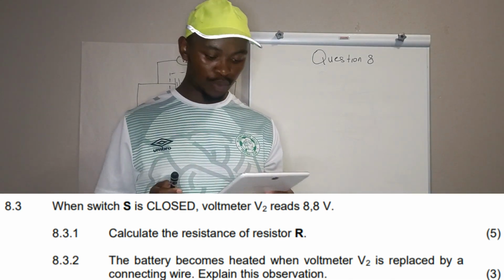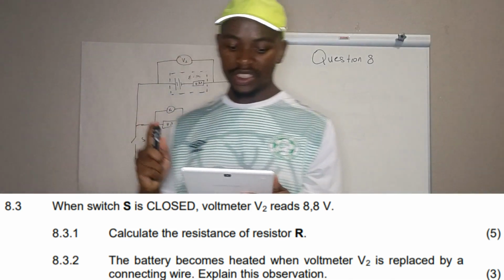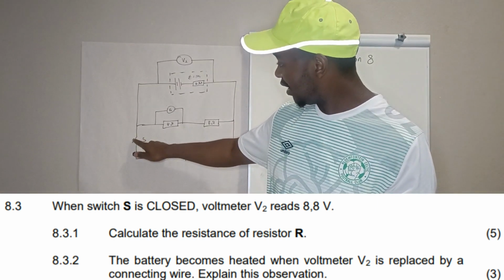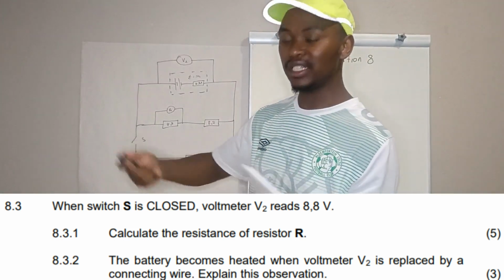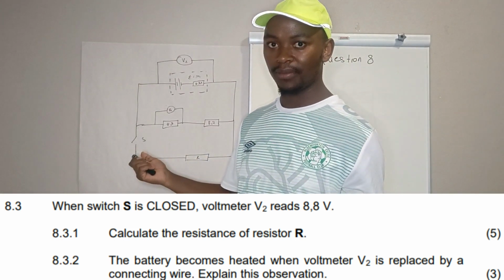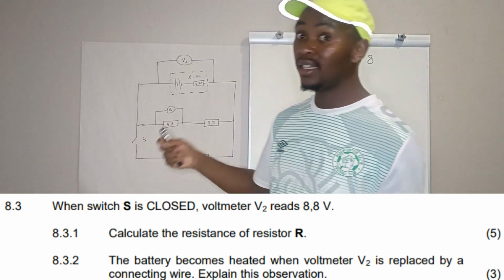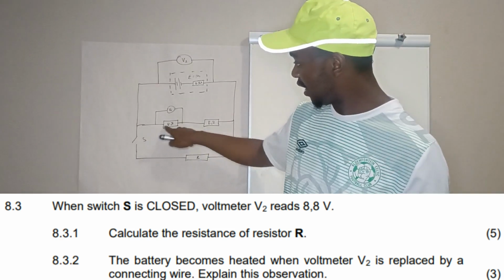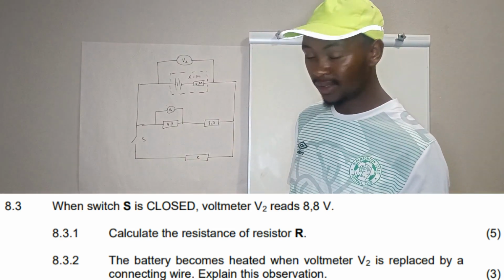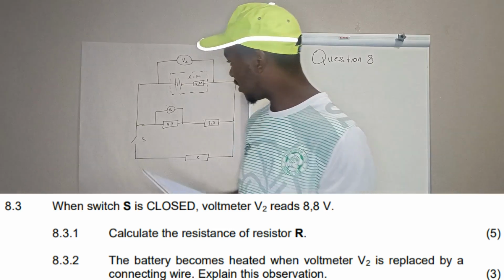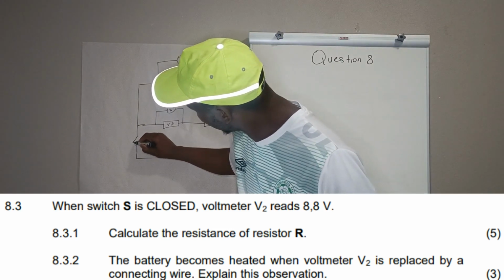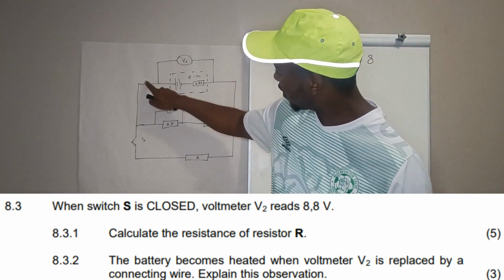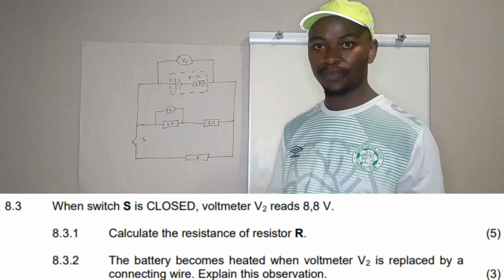Question number 8.3.1 says that switch S is now closed. Let's come back. Now we are closing this switch. It means it's no longer insulated. It is no longer open. Therefore, there is a conductor here, which then means that current will now be able to flow through this resistor as well as this connection. All right. So if we close that, your current path now will move out of the battery, come and split here into two.